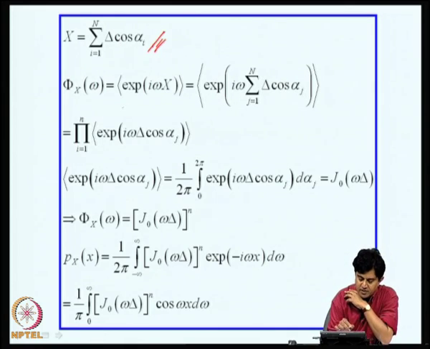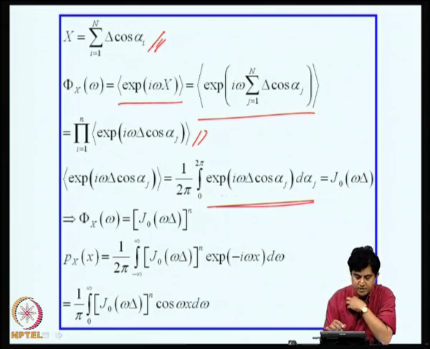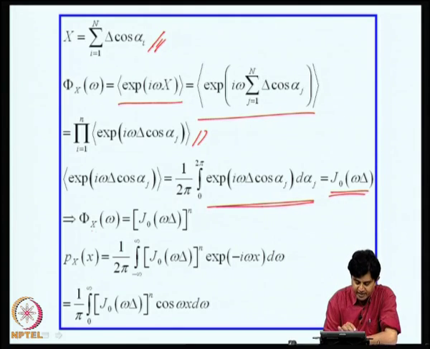So, what is the characteristic function of this? It is the expected value of exponential i omega x, and since the alpha i's are all independent, I can get this, and we can evaluate this expected value of exponential i omega delta cos alpha i, and given that alpha is uniformly distributed between 0 to 2 pi, I get this, and this integral is nothing but Bessel's function J naught. So, phi x of omega, which is the characteristic function of this random variable x, is actually J naught of omega delta to the power of n.